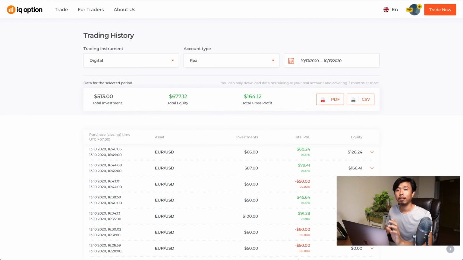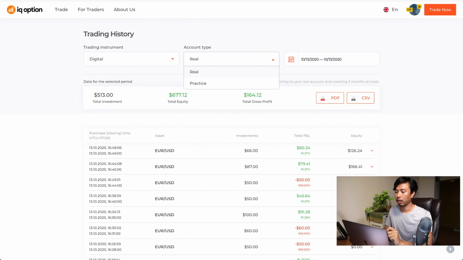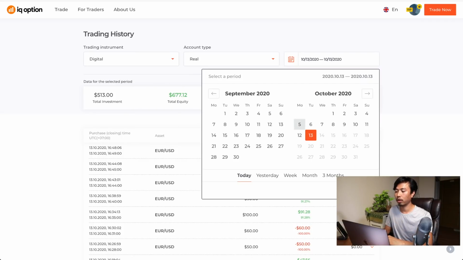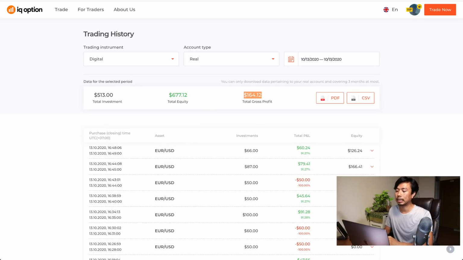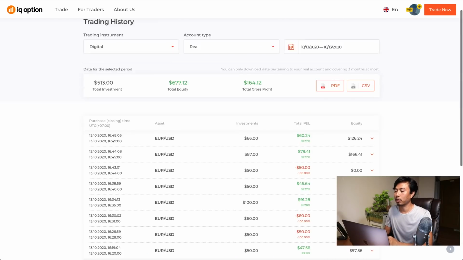One more thing, let's refresh my account on history trading for today, just to confirm that this is the real account, and I was trading on digital, and this was today, the 13th. Let's refresh that. So real profit is 164. There are 3 trades that I made that were mistakes and were wrong. So the loss that I made is $160, and then I recovered back to green for today.